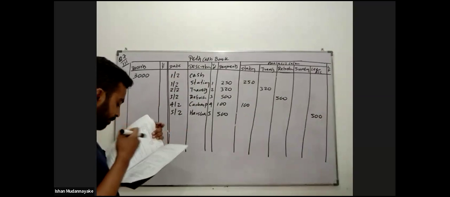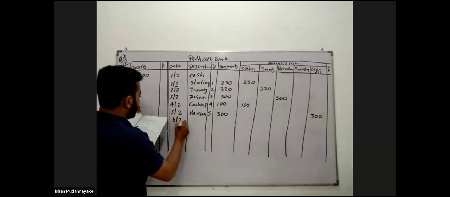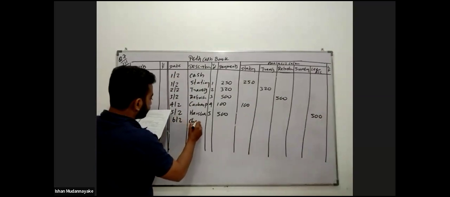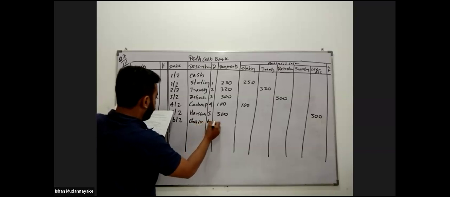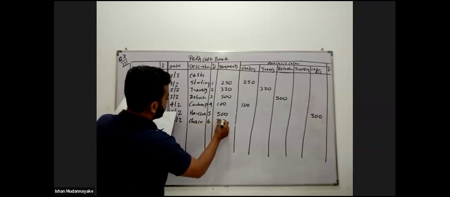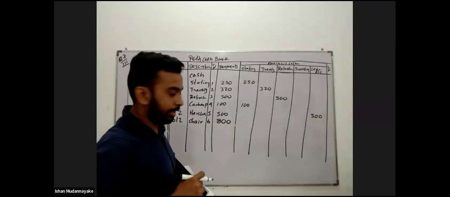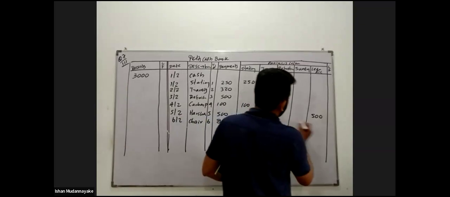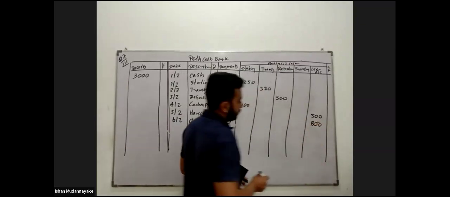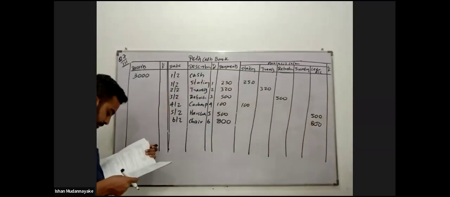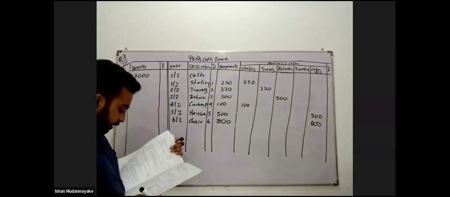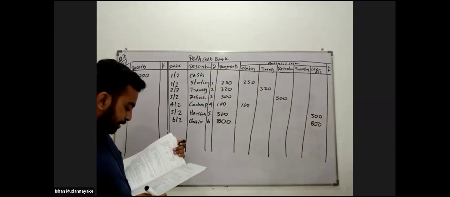Then, bought 2 chairs, 800, on 6th February. For this purchase of chairs, the responsible person is the accountant, so you also record the purchase of chairs under the ledger account. Done. And then 9 February, expenses reimbursed.